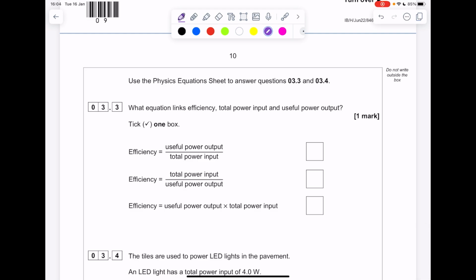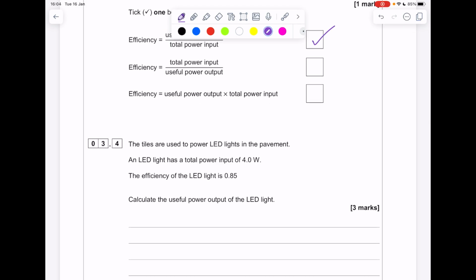What equation links efficiency, total power input and useful power output? Efficiency equals useful power output over total power input. It's the first one.